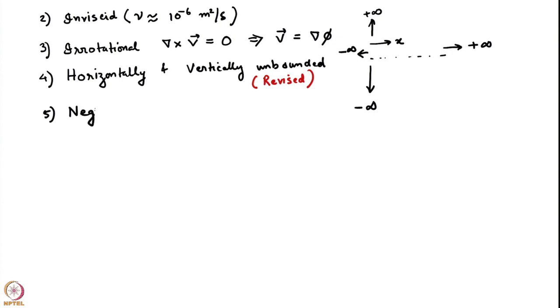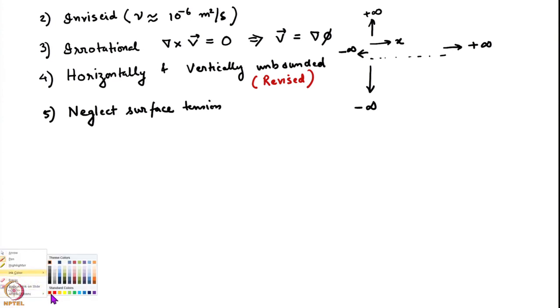Once again, we are going to initially neglect surface tension. This also will be revised, and then in later analysis we will look at the effect of surface tension alone as well as together with gravity. But the first example that we are going to do, we will keep it simple and we will ignore surface tension and just keep gravity as the restoring force. So with those approximations, what are the equations which govern our system?